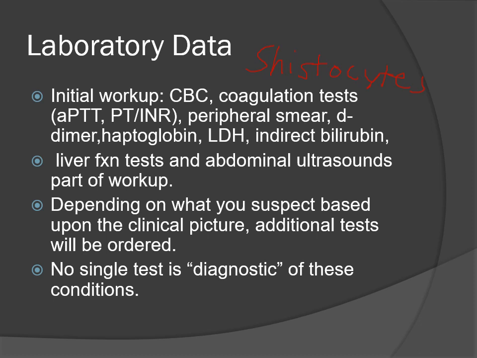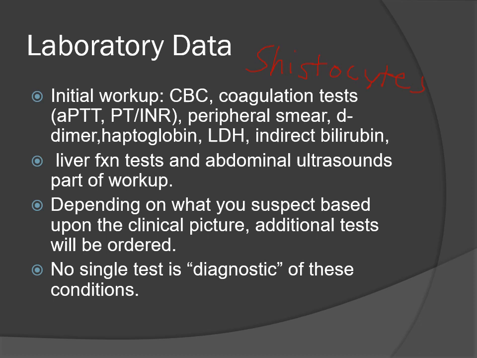Haptoglobin is another test people are not super familiar with, and that's okay. Depending on the size of your institution, it may be a send out. It's not critical to your diagnosis, but it's certainly helpful. Haptoglobin is decreased when you have DIC and TTP. You want to check an LDH and an indirect bilirubin. Your indirect bilirubin is obviously going to be elevated because of the lysis of the red blood cells, right?